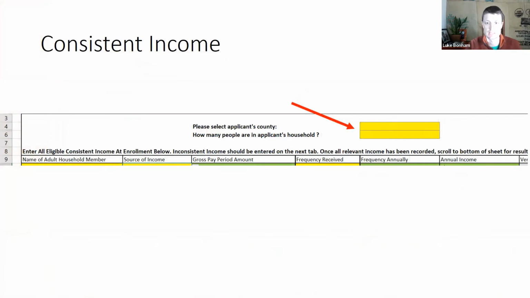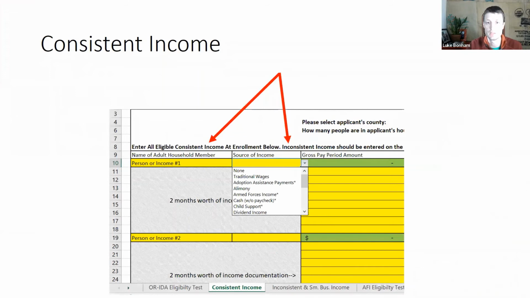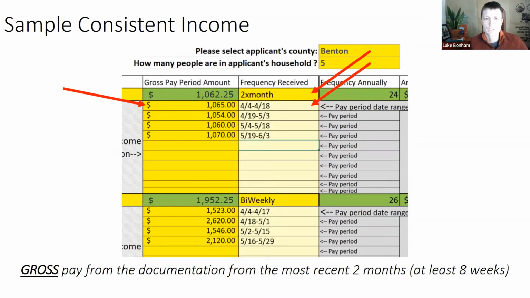Even if the client doesn't have consistent income, start with the consistent income tab because the county and household fields determine what income limit numbers are used. For each source of income, input the name of the person on the left, and from the source of income dropdown, select what type of income you are looking at. Next, we'll look at the gross pay amounts and the frequency received from the documentation. That's what your consistent income calculation will be based off.